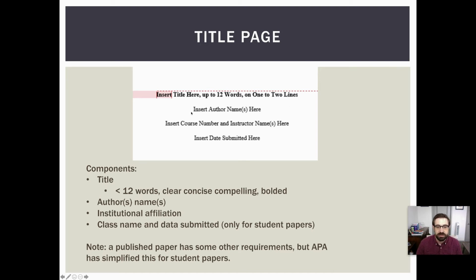Below the title, you're going to have the author's names. So if there's more than one author, you'll list them all here. And then for student papers, if you're writing a student paper, you include the course number and the instructor name and the date. If you're not a student and you're writing this for publication, or you are a student and you're writing it for publication, there would be other information to include here, including your institutional affiliation, what university you're at, for example, and then some other information. But this is for student papers. You'll include all of this detail.